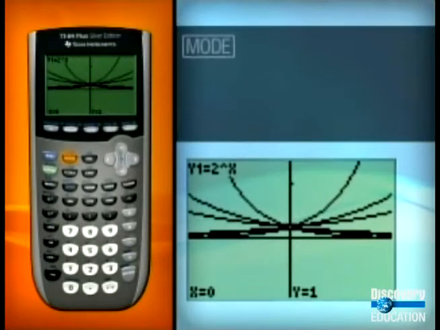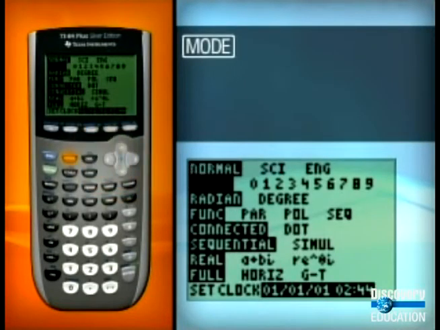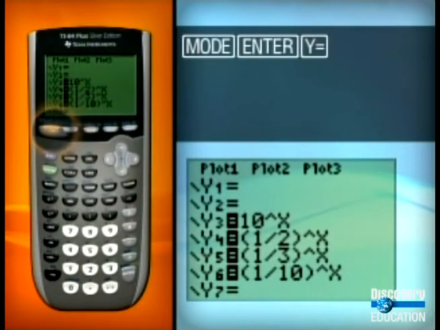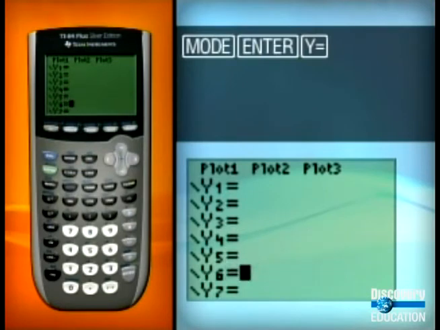Let's graph this function with our graphing calculator. Start by pressing Mode. Place the cursor on number 2 of line 2 and press Enter. The highlighted 2 means that all decimals will be rounded to the nearest hundredth. Press Y equals, clear all functions, and when you're done, scroll back up to Y1. Enter 1,000 times 1.05 to the t power.